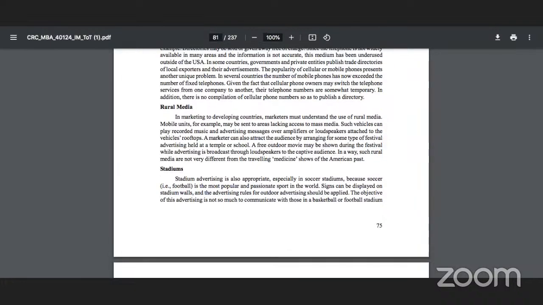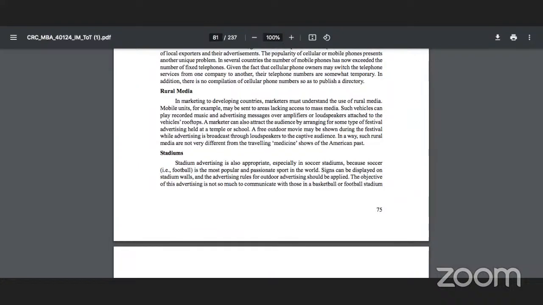Rural media is another important element that we need to consider. So, in marketing or developing countries, marketers must understand the use of rural media. So, mobile units, for example, may be sent to areas lacking access to mass media. Such vehicles can play recorded music or advertise messages over amplifiers or loudspeakers attached to a vehicle's rooftops.